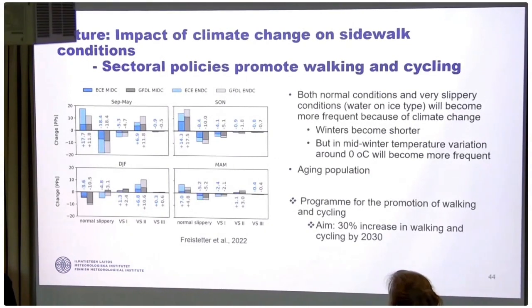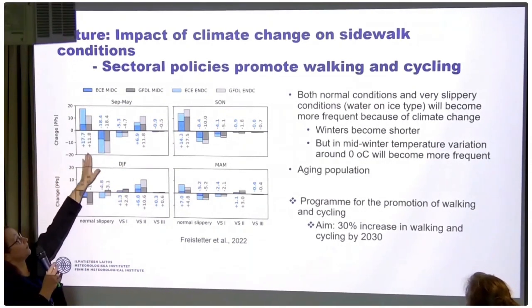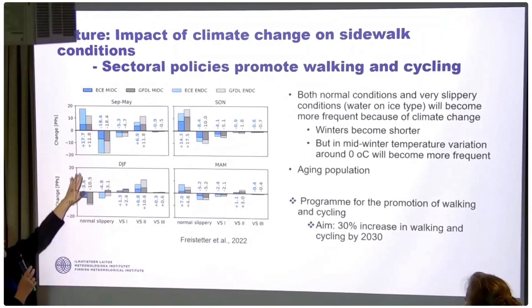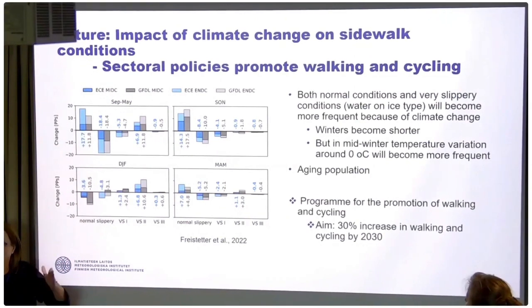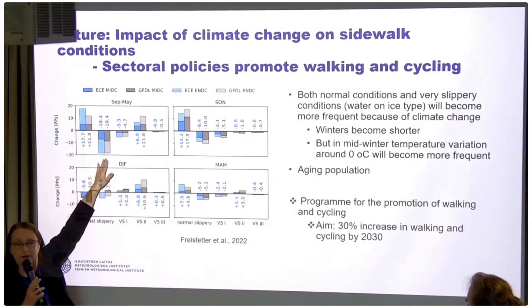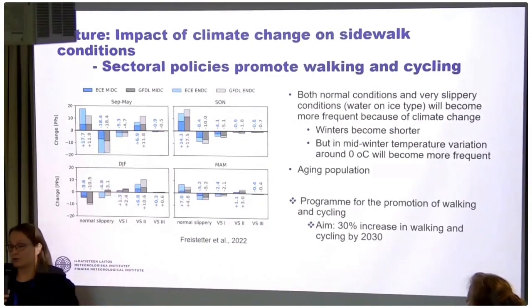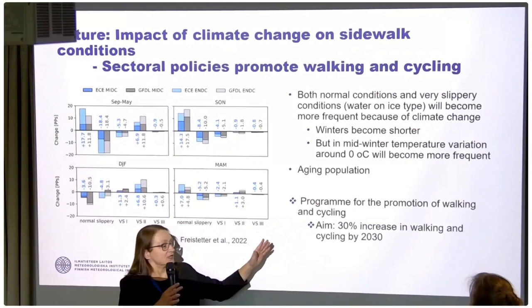But about the future, I would like to say what it has to do with climate change. Let's have a look at this slide, because this is the whole period from September to May. Normal sidewalk conditions will increase because winters are, sooner or later, becoming shorter, so the slippery risk period is becoming shorter. Slightly slippery conditions will decrease. But the very slippery conditions will increase, because we will have more temperature variation around zero. So risks may be increasing.